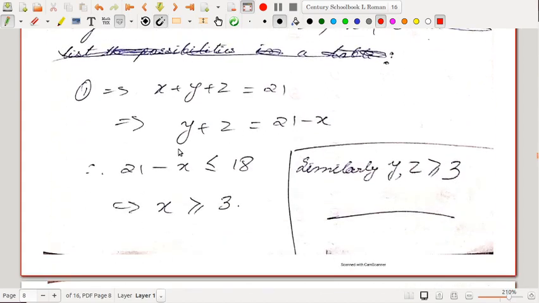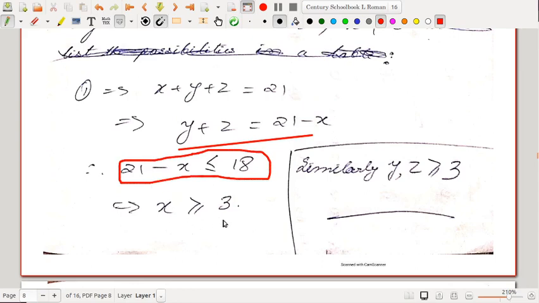Also we observed that if we take x to the other side, then y plus z is 21 minus x, and the sum of the two digits has to be less than or equal to 18. So 21 minus x is less than or equal to 18, which means x is greater than or equal to 3. Similarly y and z are also greater than or equal to 3. These are some observations we have made.